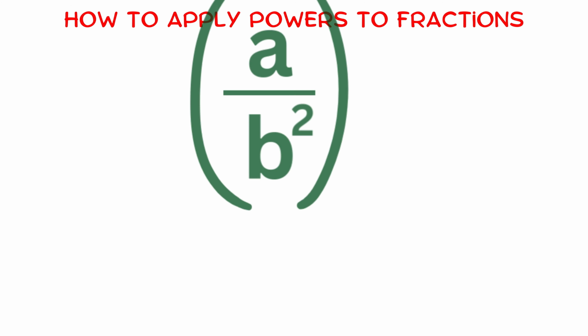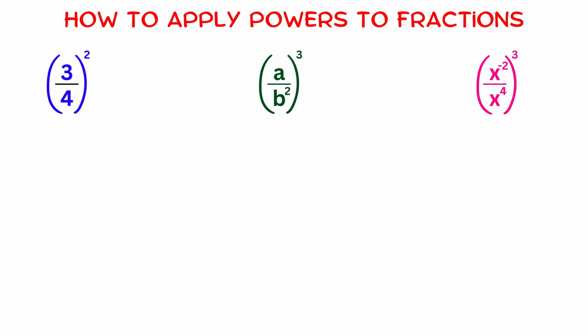In this video, we're going to cover how you apply powers to fractions like in these three examples. The key concept to understand for this topic is that you have to apply the power to the numerator and the denominator separately. So in this first one, where we have 3 over 4 all squared, you would rewrite it as 3 squared over 4 squared, which would simplify to 9 over 16.